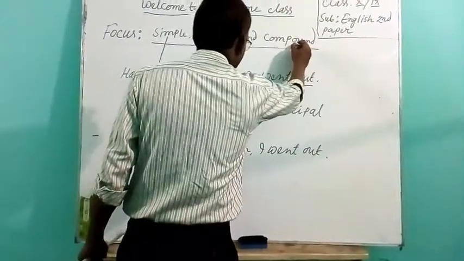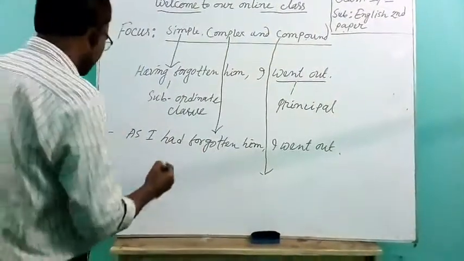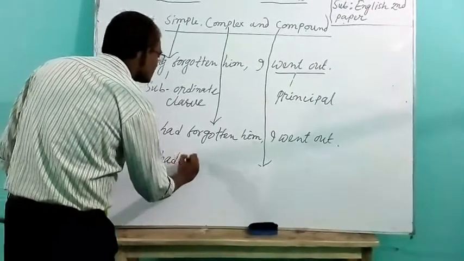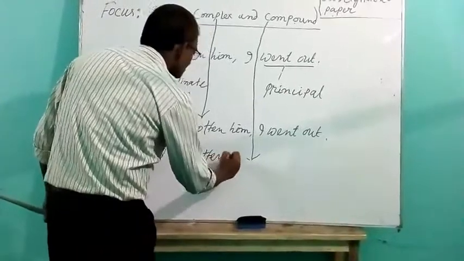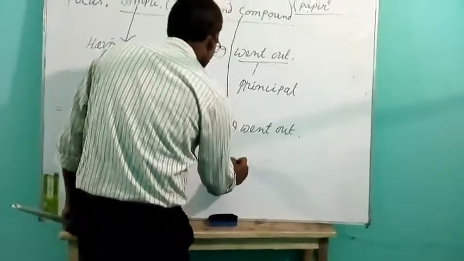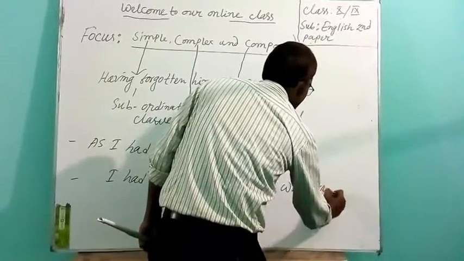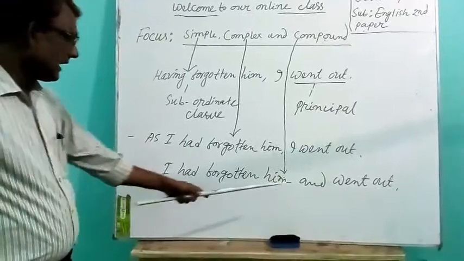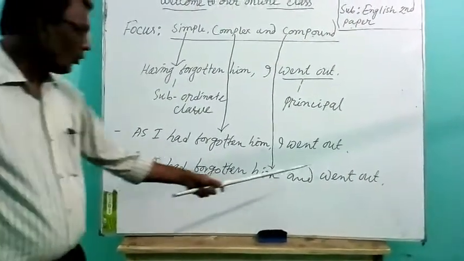Next, compound sentence. I have forgotten him and went out.